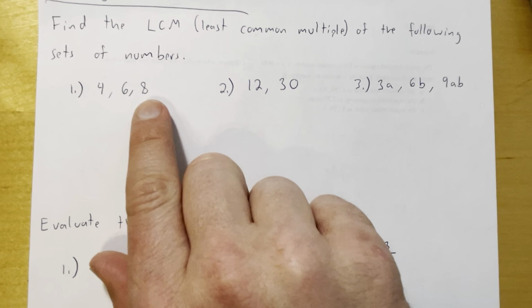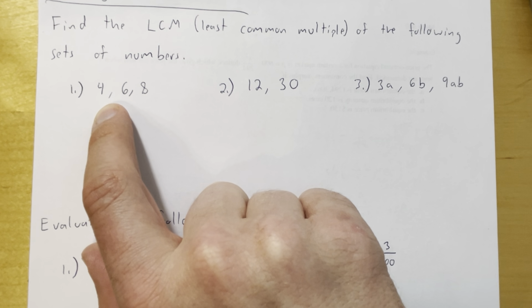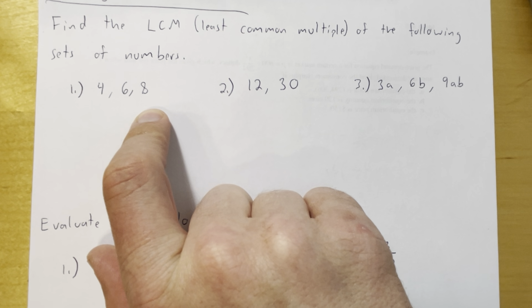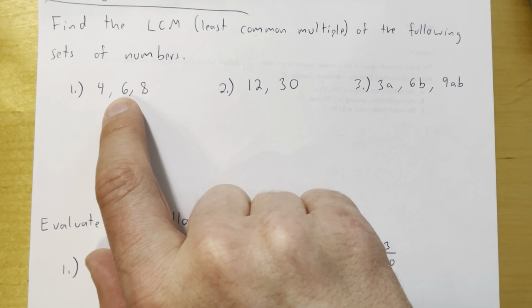Okay? 8 in this case. Then look at the other numbers in your list and ask for each one of those, is this a factor of that largest number? 4 is a factor of 8. Is 6 a factor of 8?